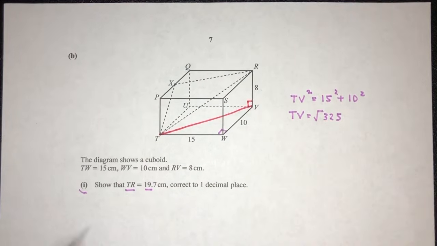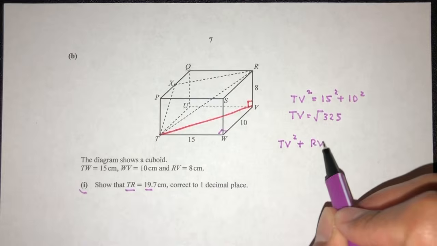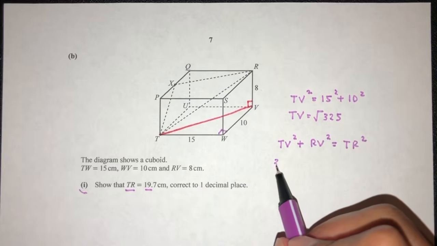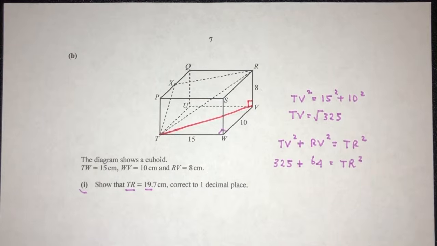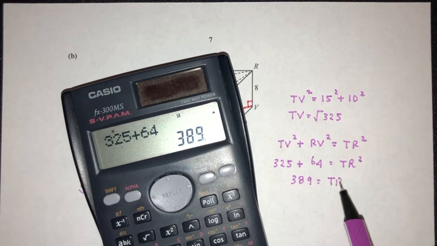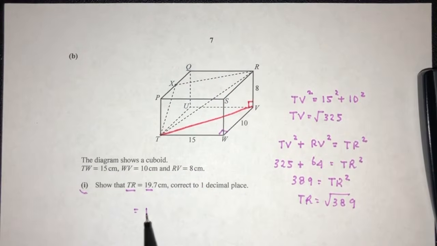This is vertical. Now we have a right angle triangle. We can use the Pythagoras theorem to find this length. That will be TV square plus RV square, equal to TR square. TV square will be 325. RV square will be 64. That will be TR square, which is 389. So TR will be root of 389. That will be 19.7, correct to 1 decimal place, shown as required.